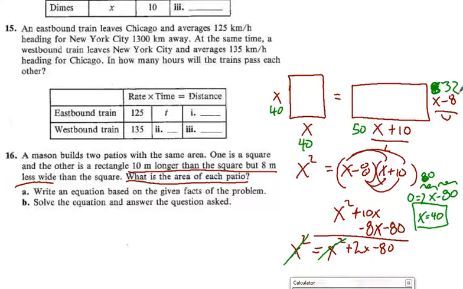It's asking for the area of the patio. Well, 40 times 40 is 1,600 meters squared. And there we have it.